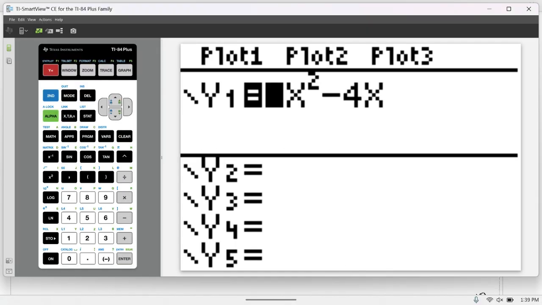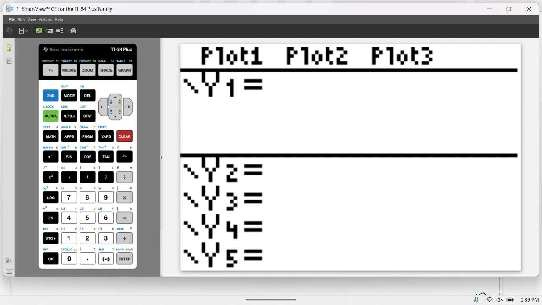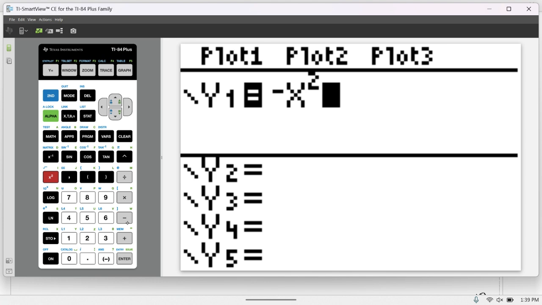So I'm going to go y equals, clear it. I have negative x squared. What's the next part? Plus 4x minus 1. Hit graph.